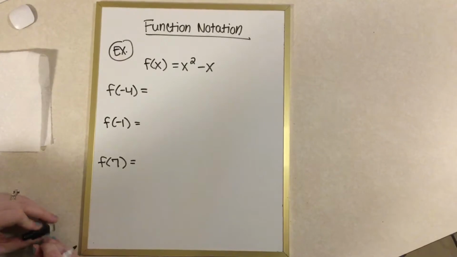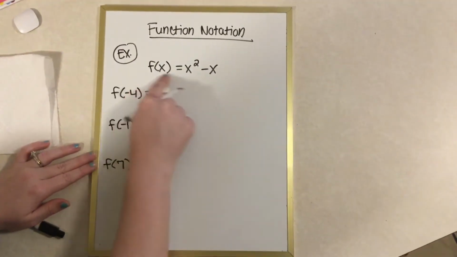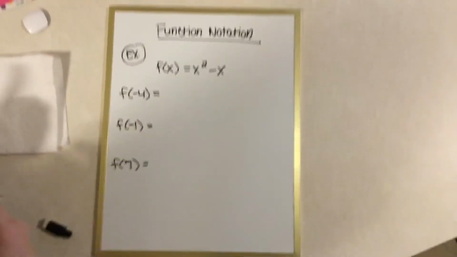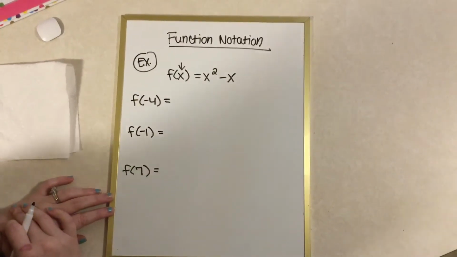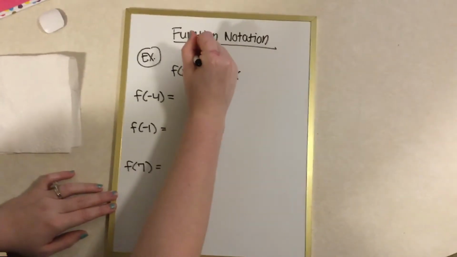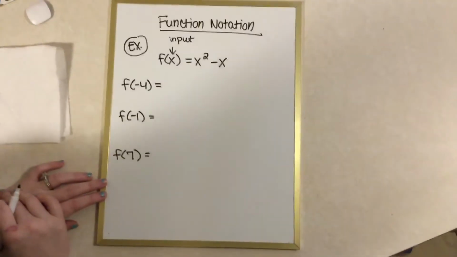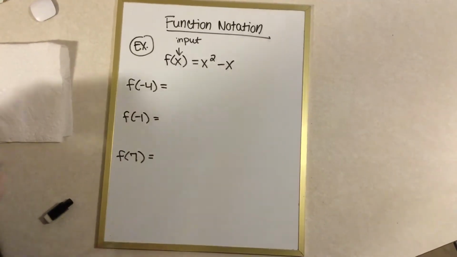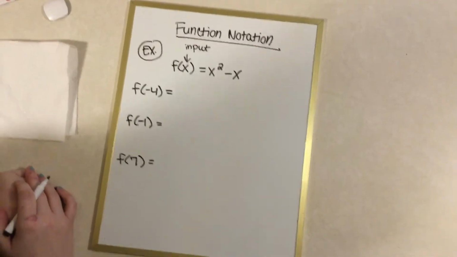So remember, with function notation, that means that we start with f of x instead of just y equals. We start with f of x, and what that means is whatever number is inside the parentheses, that's our input. Remember, whenever we talked about functions, we talked a lot about input and output. So whatever you plug into the function, you're going to get something out of it. It's kind of like a machine. That was the example that I used whenever we talked about this in class.